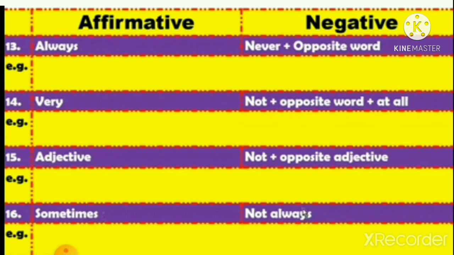Okay, if there is "always" in the sentence, we can change it into "never" with an opposite word. So we must know some opposite words. And "very": if there is "very", we must use "not" plus an opposite word and plus "at all". And adjective: if the sentence has an adjective, we must use "not" plus the opposite adjective. And "sometimes" becomes "not always".